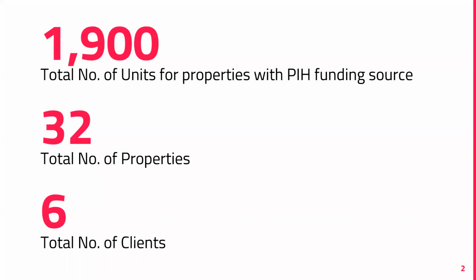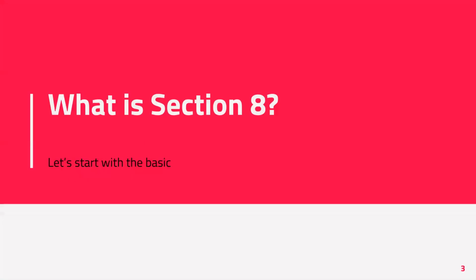So this is the list of what we here at Prefer have. And this is why it's so important that we do this right, because contrary to what we thought, we actually have more properties with PIH funding source than we thought. We have 1,900 units for properties with the PIH funding source. We have a total of 32 properties and 6 of our clients, and I actually believe there are more, but right now 6 of our clients have properties with the PIH funding source with us.